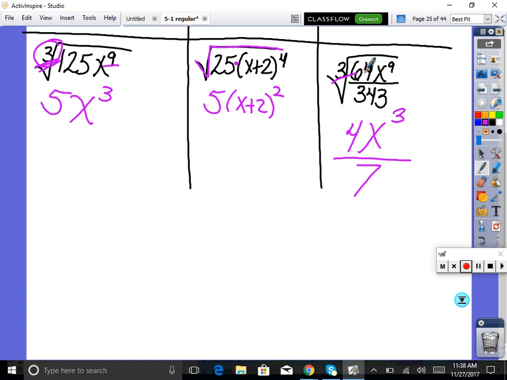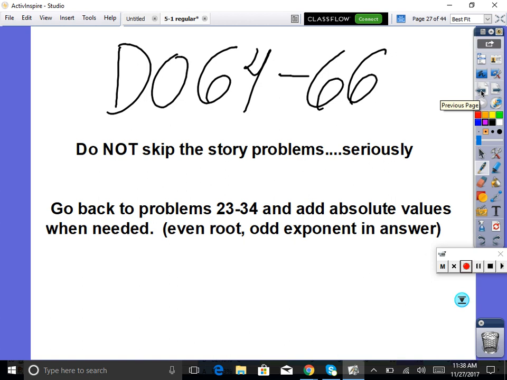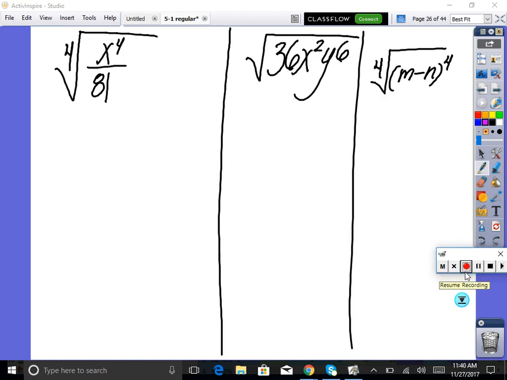Okay, are you guys good? To finish up the next section, what I want you to do is problems 64 through 66, go. Without the absolute values, on that section, what you get is your answer: x over 3. Now check, even root? Yep, odd exponent. 1 is odd, so don't I need absolute values? You don't need it around the 3. 3 is 3.